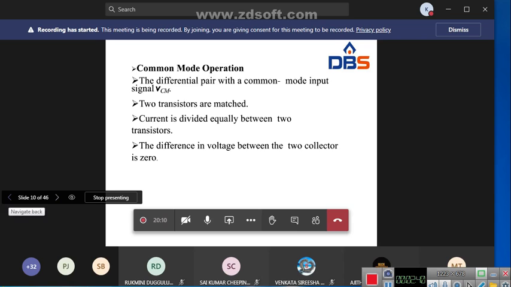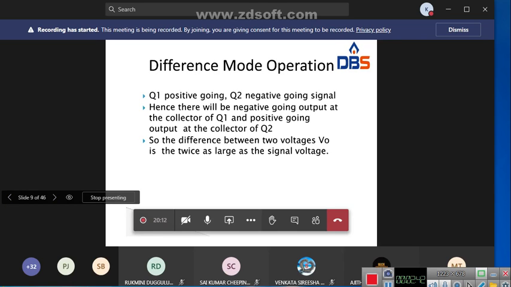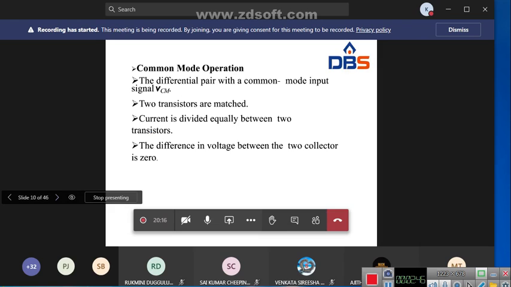In the differential mode we are getting the higher gains, whereas in the common mode we are getting the lower gains.